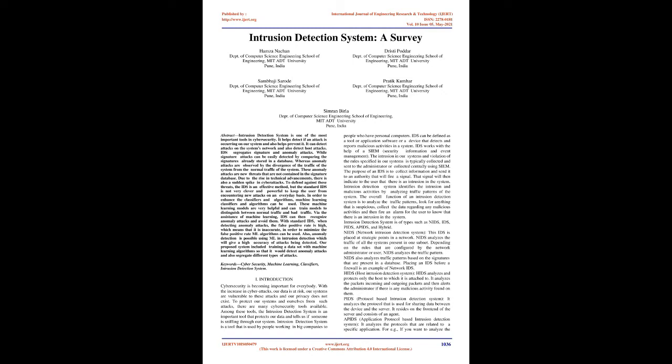These machine learning models are very helpful and can be trained to distinguish between normal traffic and bad traffic. With the assistance of machine learning, IDS can then recognize anomaly attacks and avoid them. With standard IDS, when detecting anomaly attacks, the false positive rate is high, which means that it is inaccurate. In order to minimize the false positive rate, ML algorithms can be used.